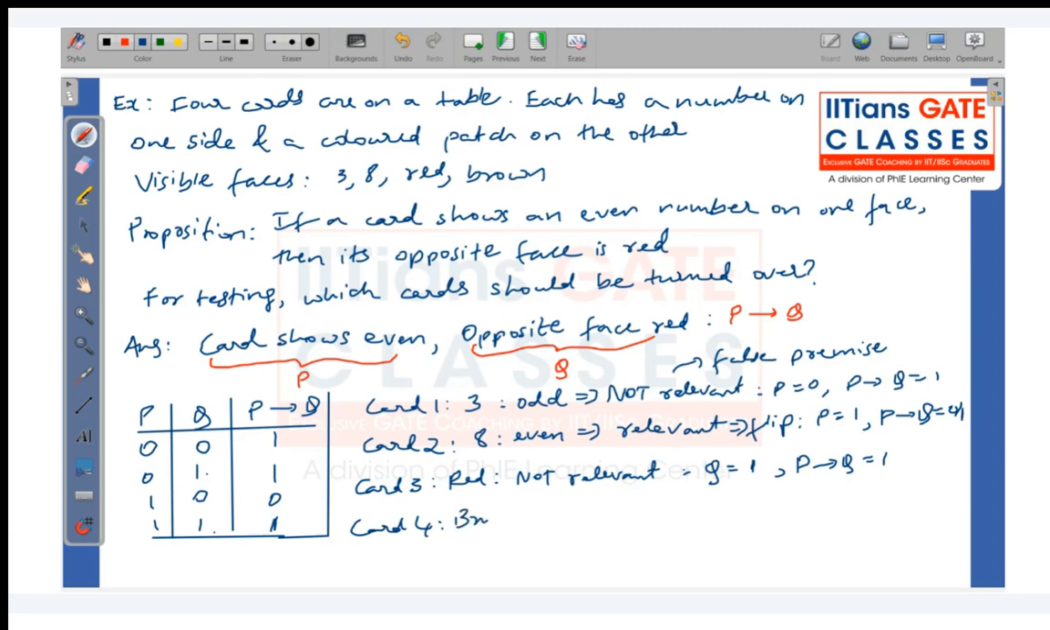Final one, the brown card. What's happening here? Q is 0. So for the Q is 0 case, P implies Q can be 1 or 0. And this is what is making it relevant or not. Right. So because of this, the card is again relevant. This is making it relevant, and a fixed value of P implies Q is making it not relevant.